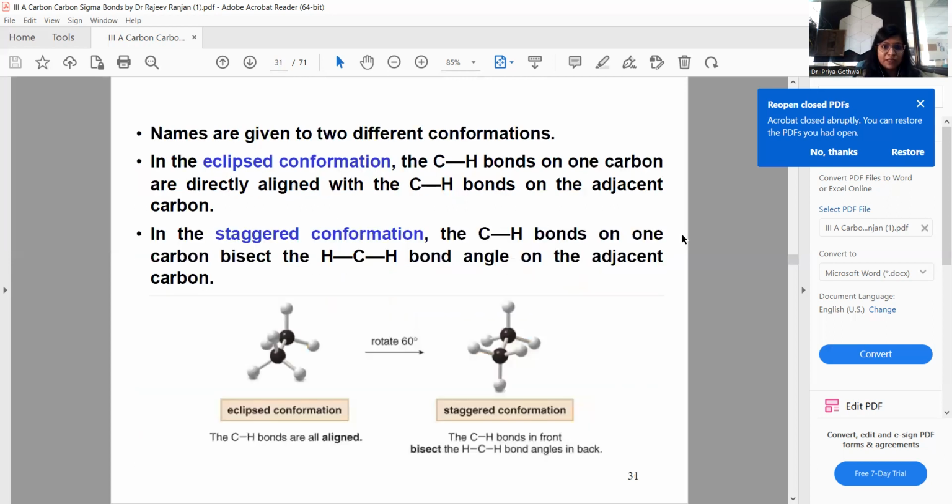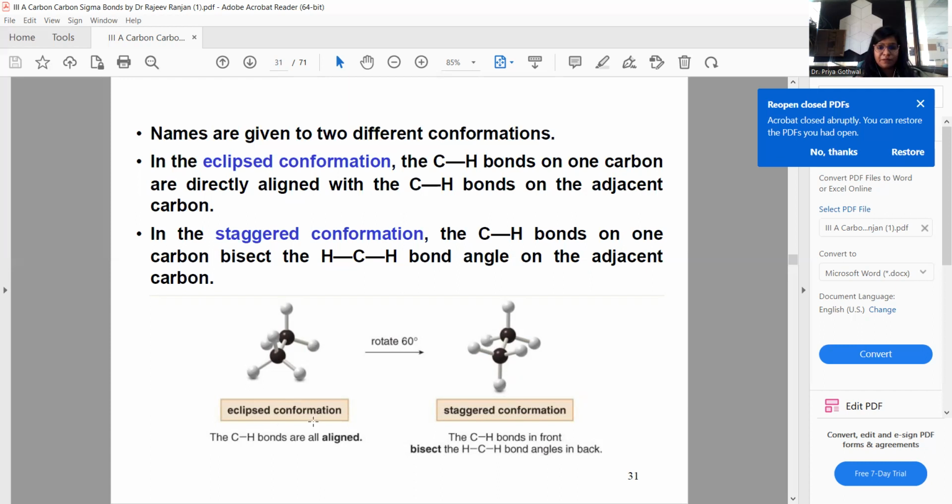We can discuss this in the next slide. Names are given to two different conformations. In the eclipsed conformation, the C-H bonds on one carbon are directly aligned with the carbon-hydrogen bonds on the adjacent carbon. In the staggered conformation, the C-H bonds on one carbon bisect the H-C-H bond angle on the adjacent carbon. These two phenomena we can see here.